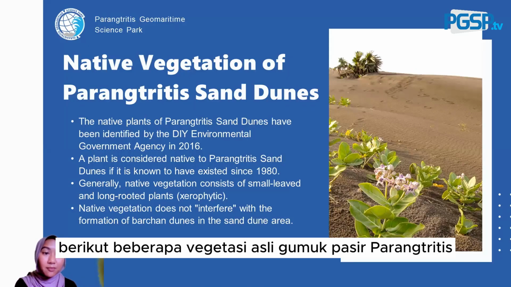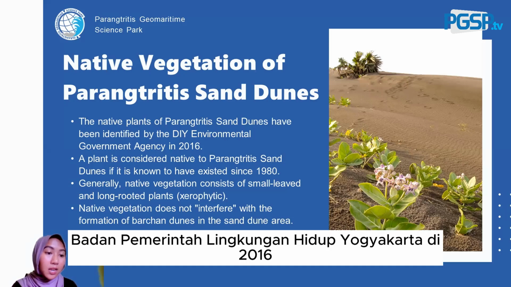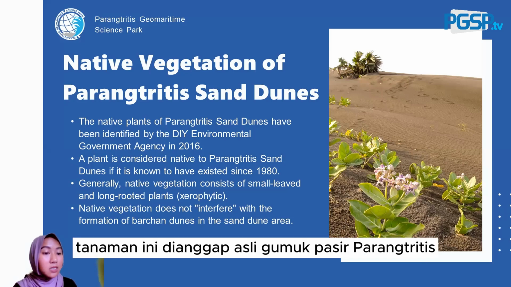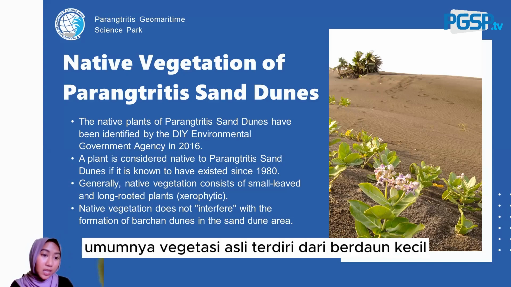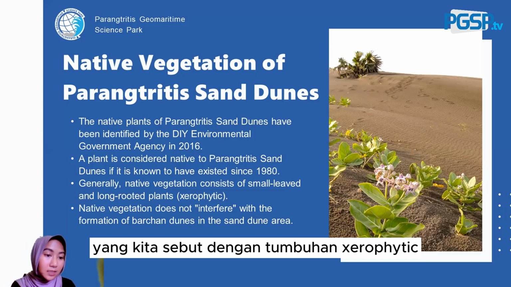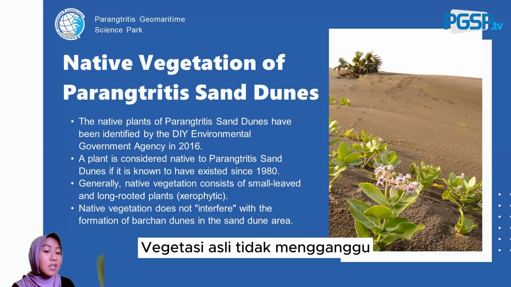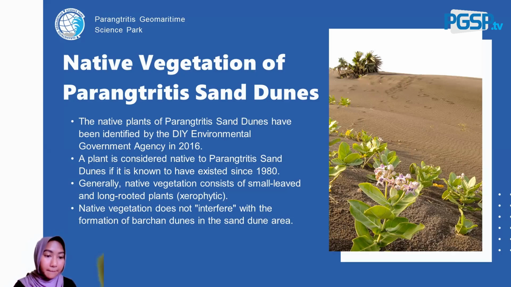Here are some native vegetation of Parangtritis sand dunes. The native plants of Parangtritis sand dunes have been identified by the Yogyakarta Environmental Government Agency in 2016. A plant is considered native to Parangtritis sand dunes if it is known to have existed since the 1980s. Generally, native vegetation consists of small-leaved and also long-rooted plants, what we call xerophytic plants. Native vegetation does not interfere with the formation of barchan dunes in the sand dune area.